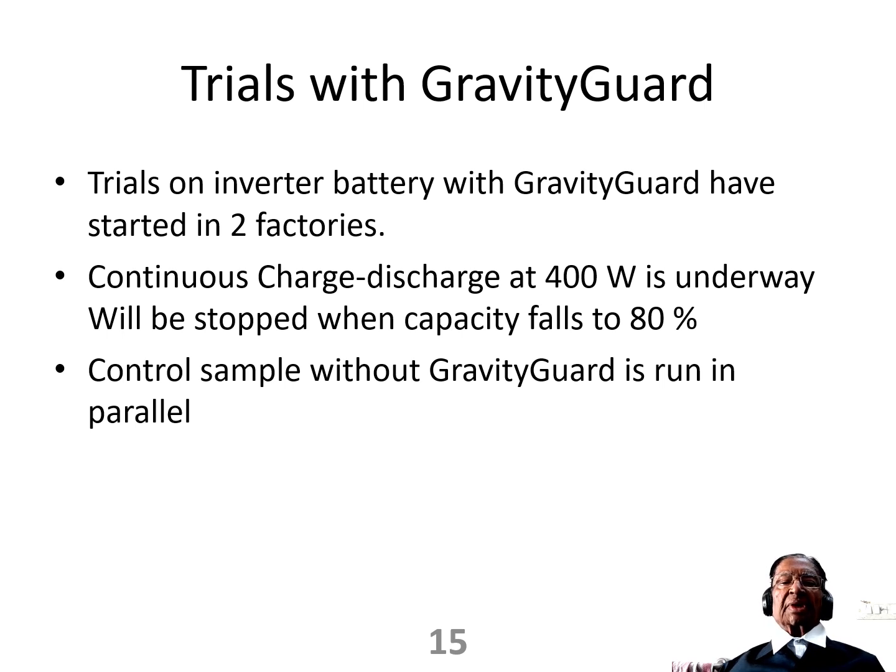Now, trials with Gravity Guard are going on. I am carrying them out in two factories. Continuous charge-discharge is going on at 400 watts, and it will be stopped when the capacity falls to 80%. Control samples without Gravity Guard are run in parallel.